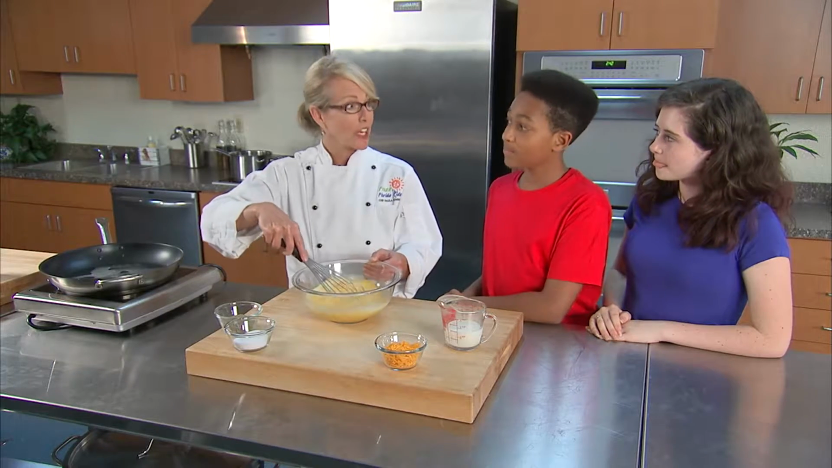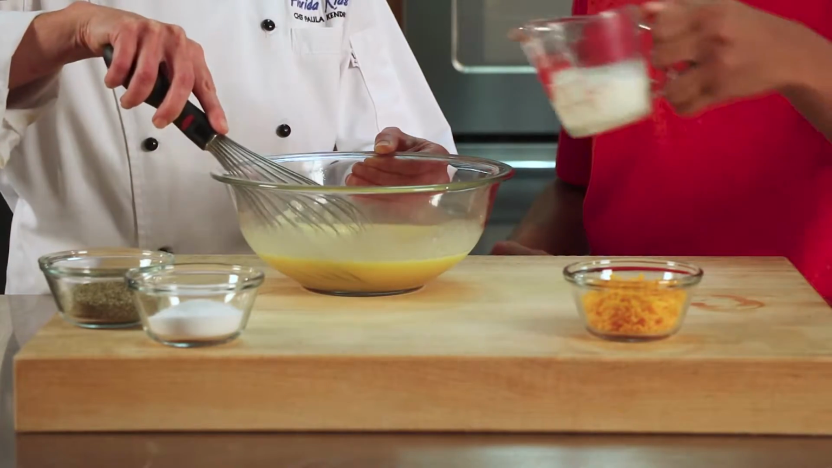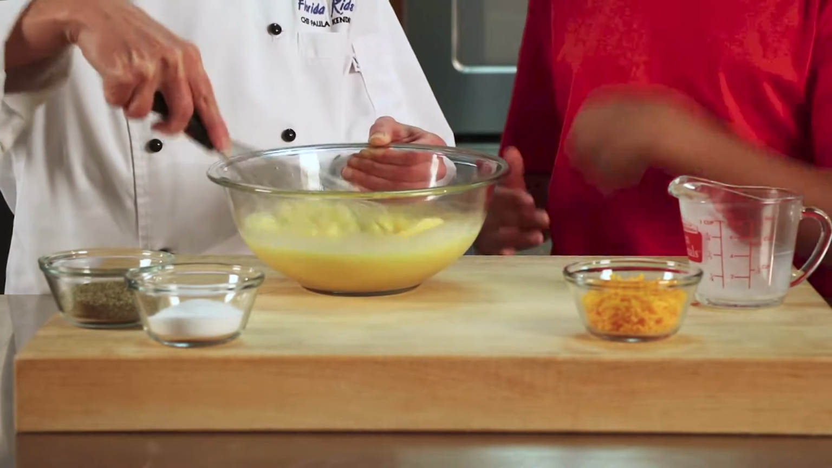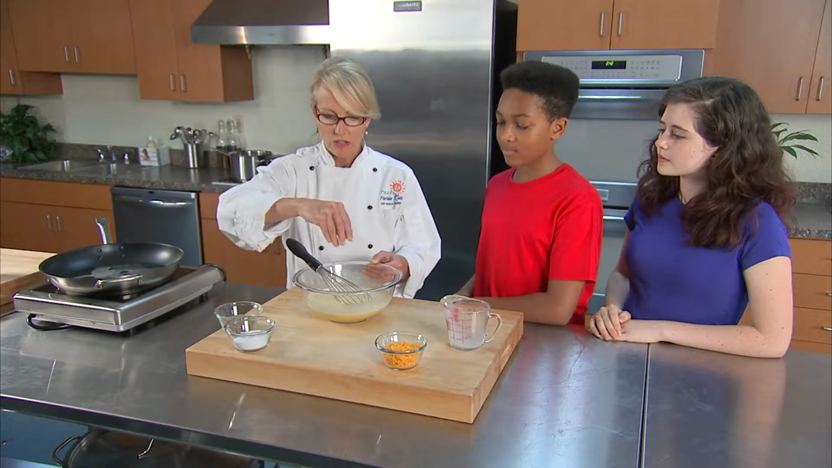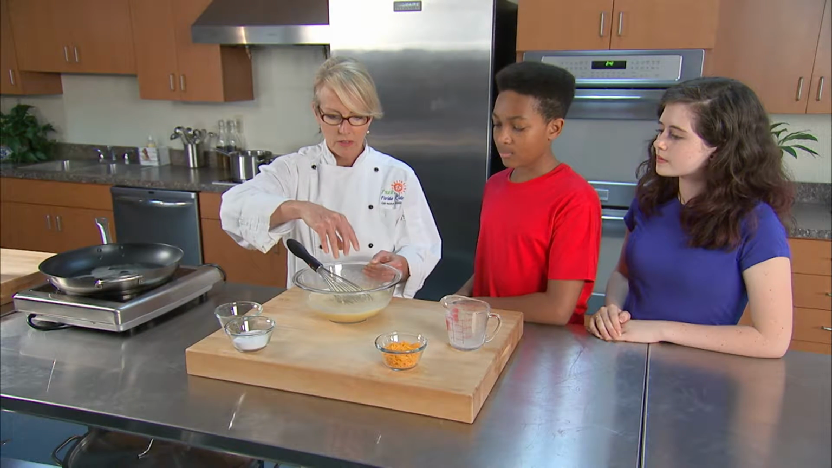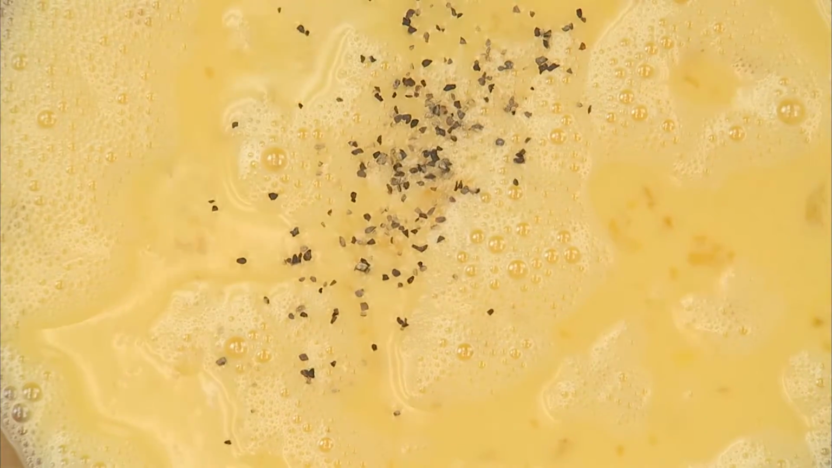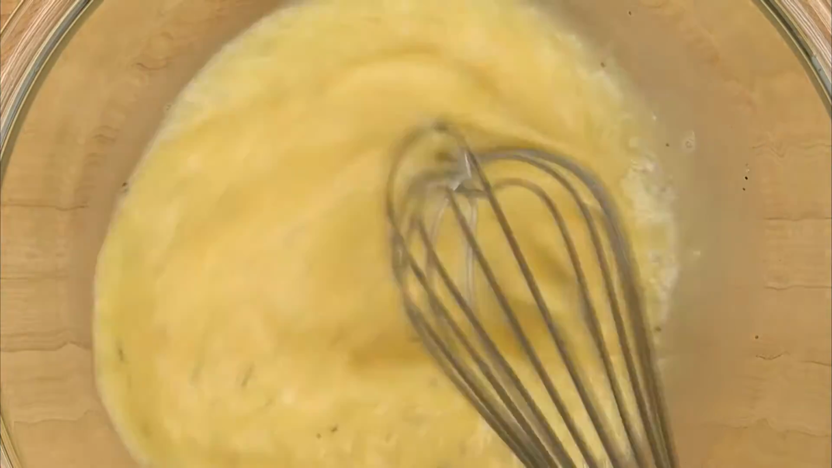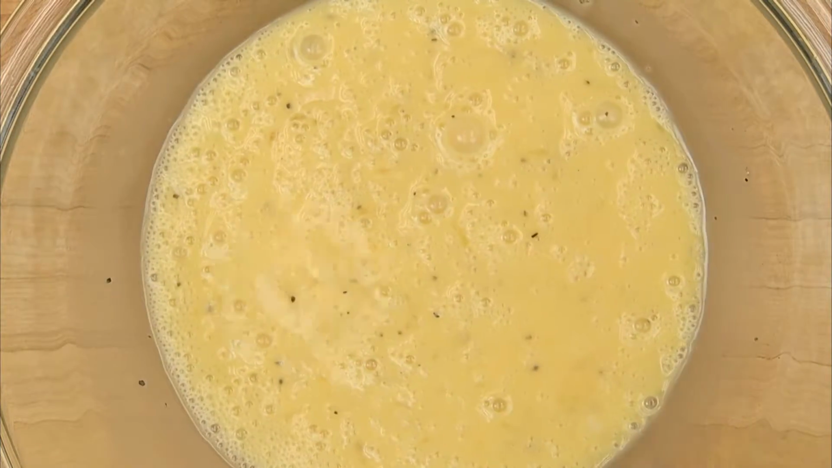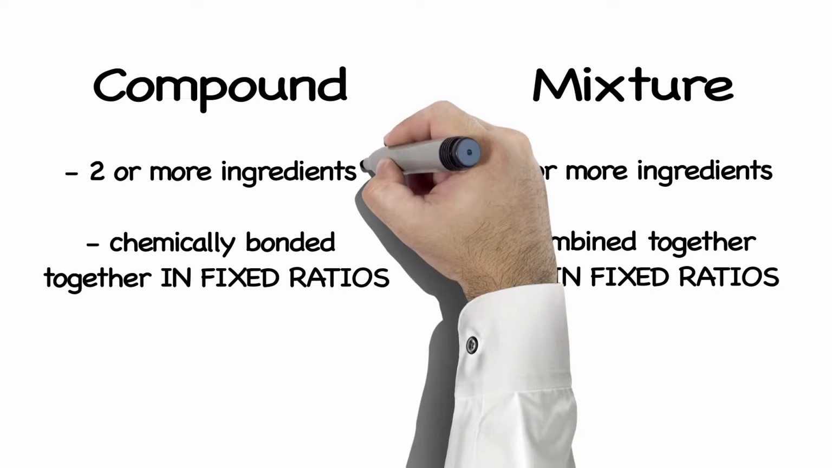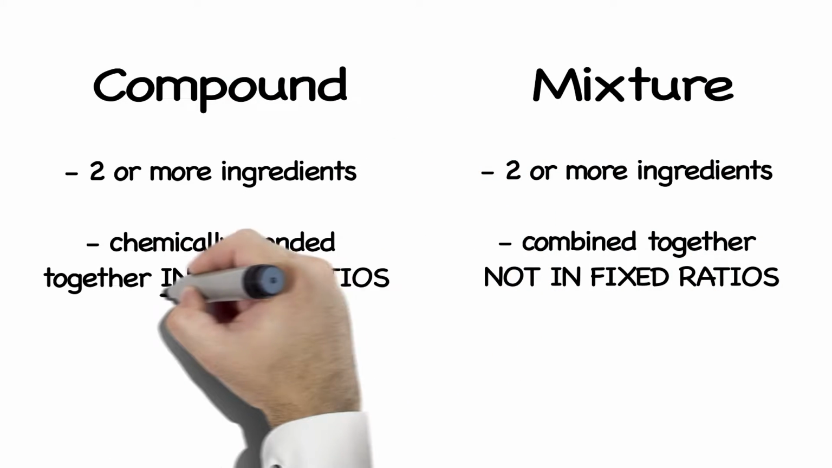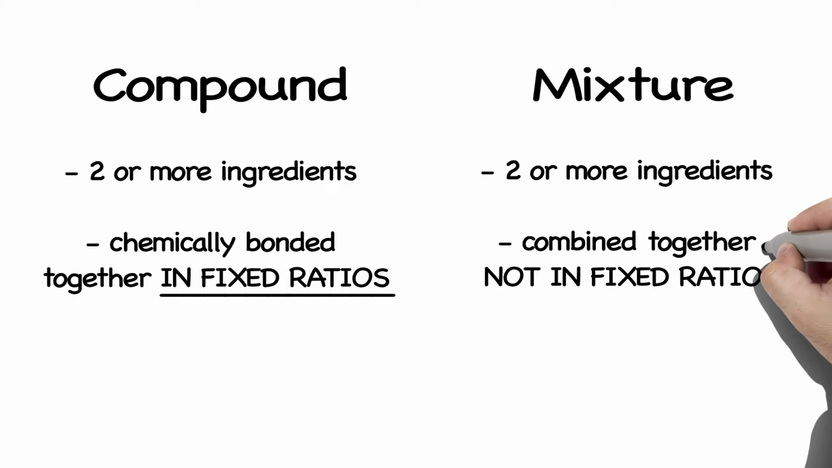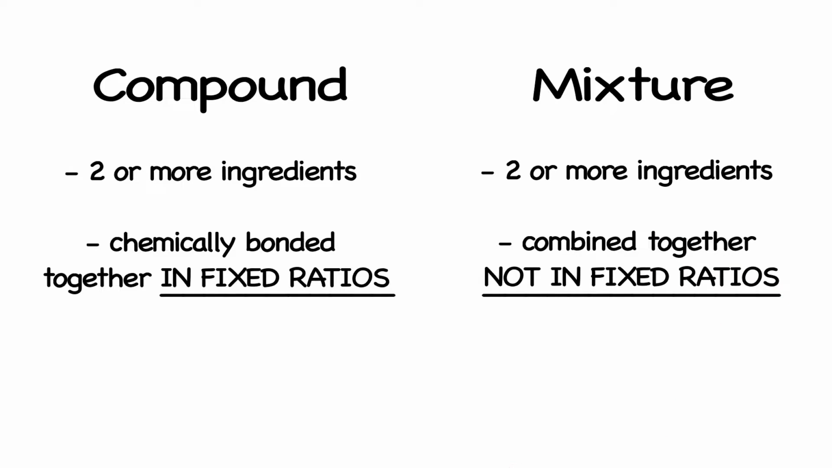Okay, and while we're whisking, we can go ahead and add the milk. We've got half a cup of milk. And we'll whisk that a little bit. And now we're just going to add a little bit of salt and a little bit of pepper. Look at the combination of eggs, milk, salt, and pepper. After Chef Paula whisks them all together, is a mixture or compound created? Remember, when two or more ingredients are chemically bonded together in fixed ratios, a compound is formed. However, when two or more substances are combined together, but the ratios of components can change, a mixture is formed.